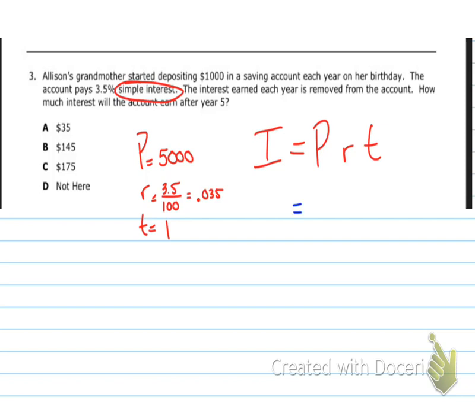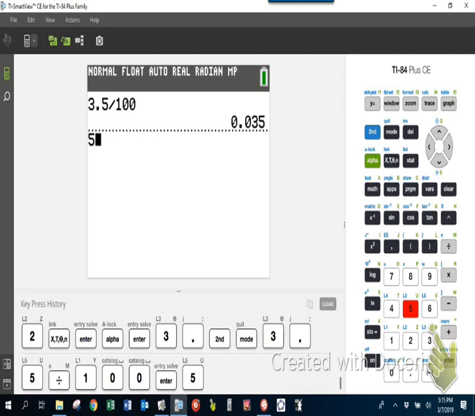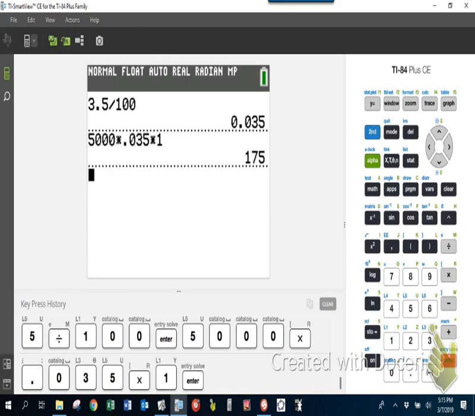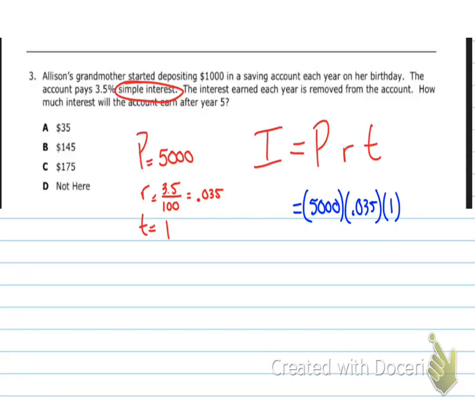What we're going to do is plug in the principal, which in this case is 5,000. Sorry about that change. The rate is 0.035. And then the time. Notice I changed it to 1 because that amount of money will only be there for that 5th year, which is only a total of 1 year. So what's 5,000 times 0.035, and then times 1, which I don't really have to do, but I'll do it because I already set it up. With that much money in there, on the 5th year, it makes $175.